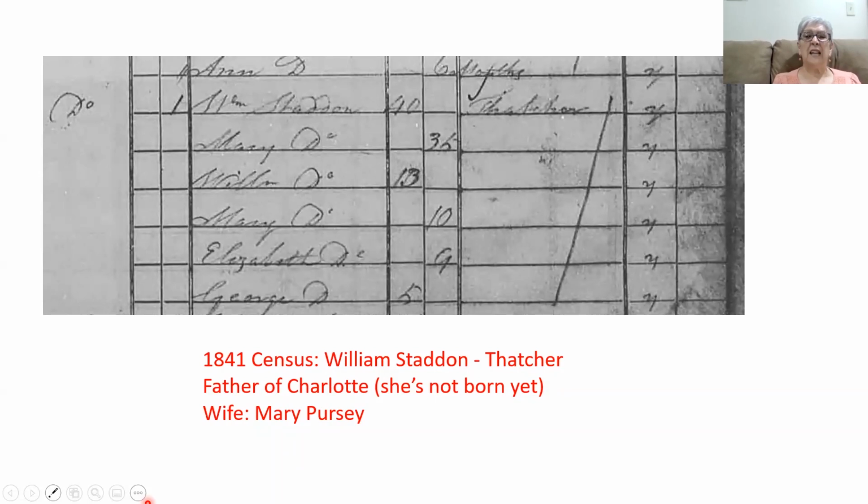So this is William Stadton. It does say he's a Thatcher. He's married to Mary. He has a son, William, a daughter, Mary, a daughter, Elizabeth. And there's George, the one that we've seen before, as the youngest child in this case, because Charlotte wasn't born yet. She was born in 1842. And this is the 1841 census. That pretty much gives a lot of the children right there.